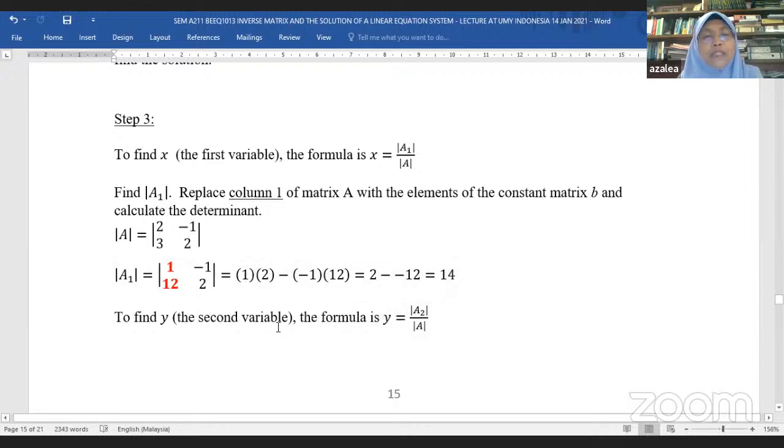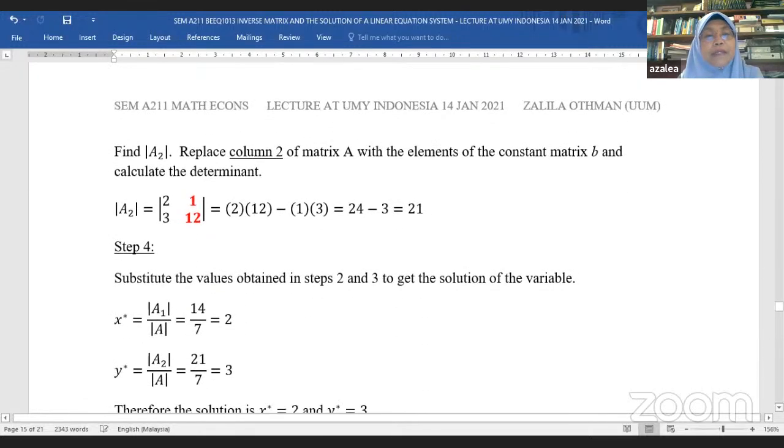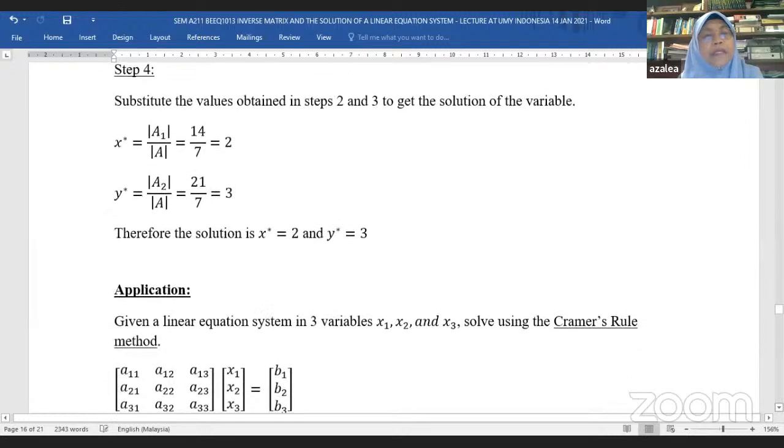To find y, which is the second variable, you need to substitute the values of the constants into the second column, like this. Recalculate the determinant, then you get 21. In step 4, you substitute the values that you have calculated into the formula, then you get x star, the equilibrium value of x, equal to 2, and y star equal to 3. So there is a unique solution, meaning there is one value for x and one value for y that will satisfy both equations simultaneously.